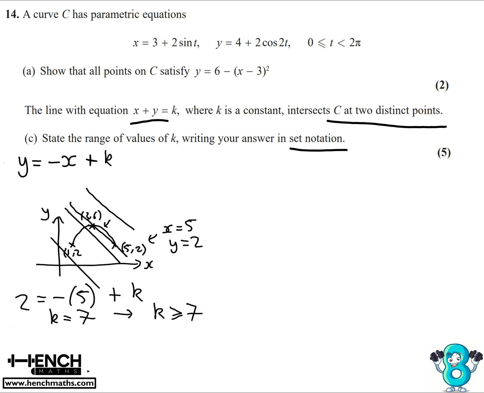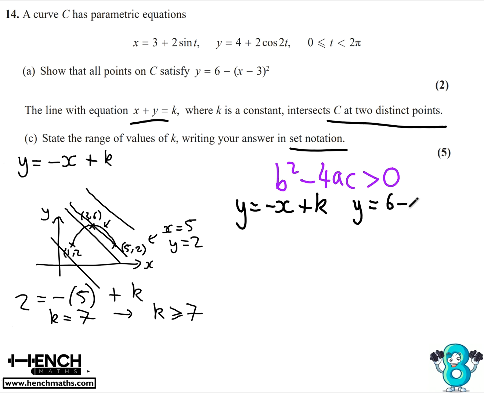For the other side of our inequality, we can apply the discriminant and our rules about the discriminant with quadratics. We know if we get two intersections, that tells us that b squared minus 4ac is larger than 0 if you get two solutions. So we have y equals negative x plus k, and we also have y equals 6 subtract (x minus 3) squared. If I solve these simultaneously, put them equal to each other, so negative x plus k equals 6 subtract (x minus 3) squared.